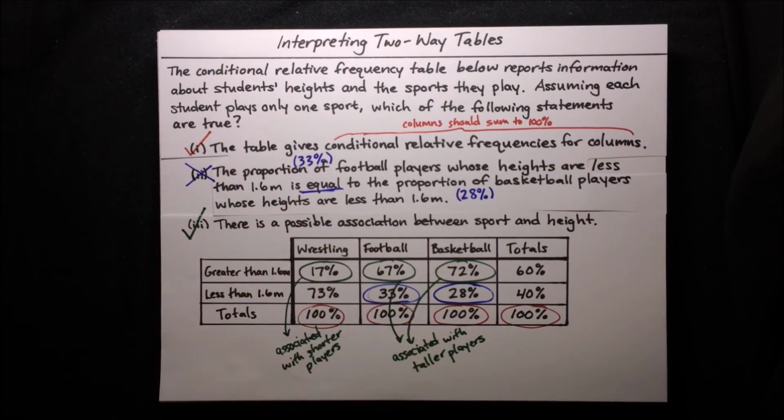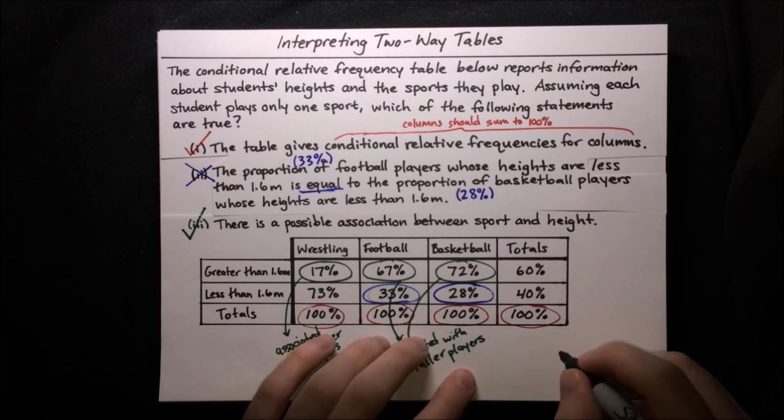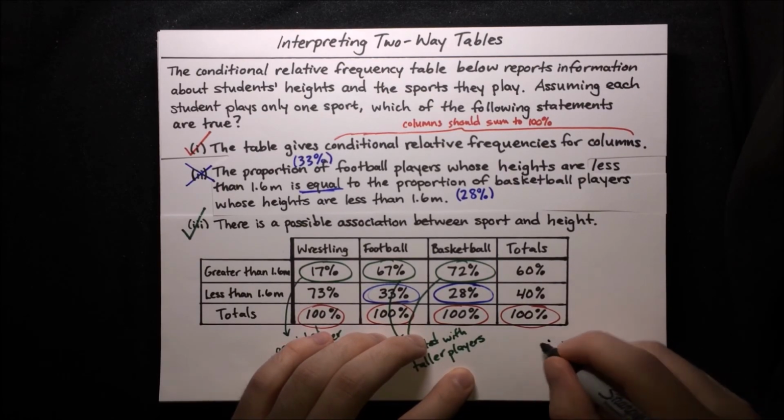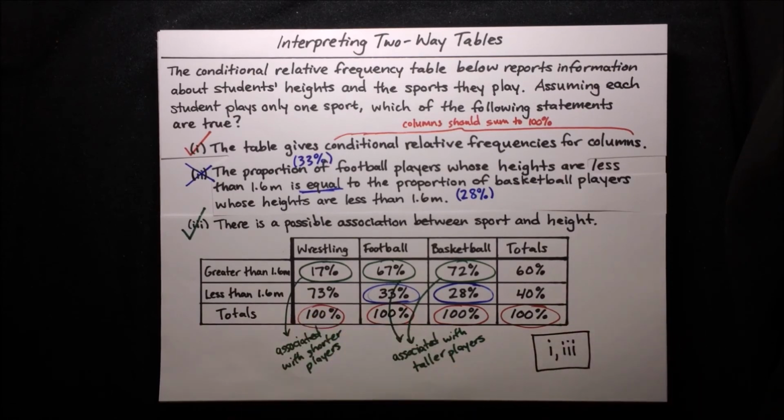So looking back, which statements were true? Just 1 and 3. So 1 and 3. That is our final answer. So now we know how to interpret two-way tables, and in the future we'll continue working with data. We'll learn about mean, median, and mode.